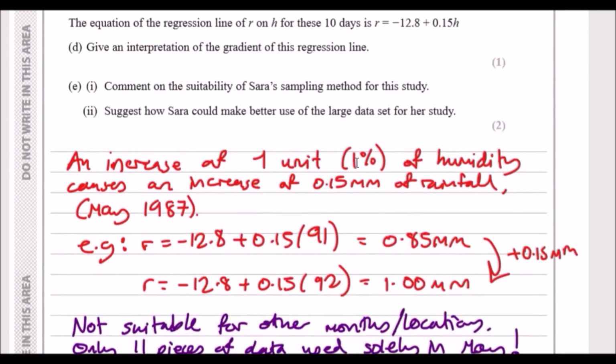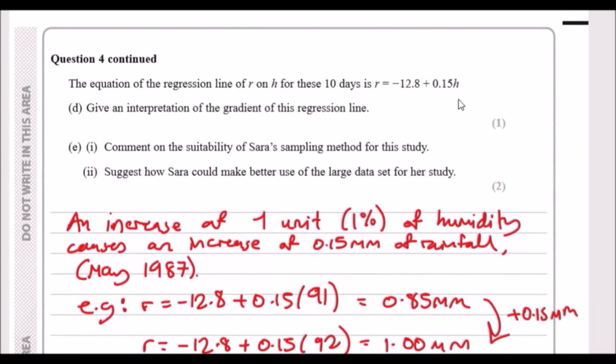I put the answer already here, but just to understand, we're talking about this figure here. We can see that the gradient is 0.15. So what we have to understand is that for every 1 unit of H, you get an additional 0.15 millimeters of rainfall. So that's all you have to understand. Every time you increase this value H, the total rainfall will also increase.